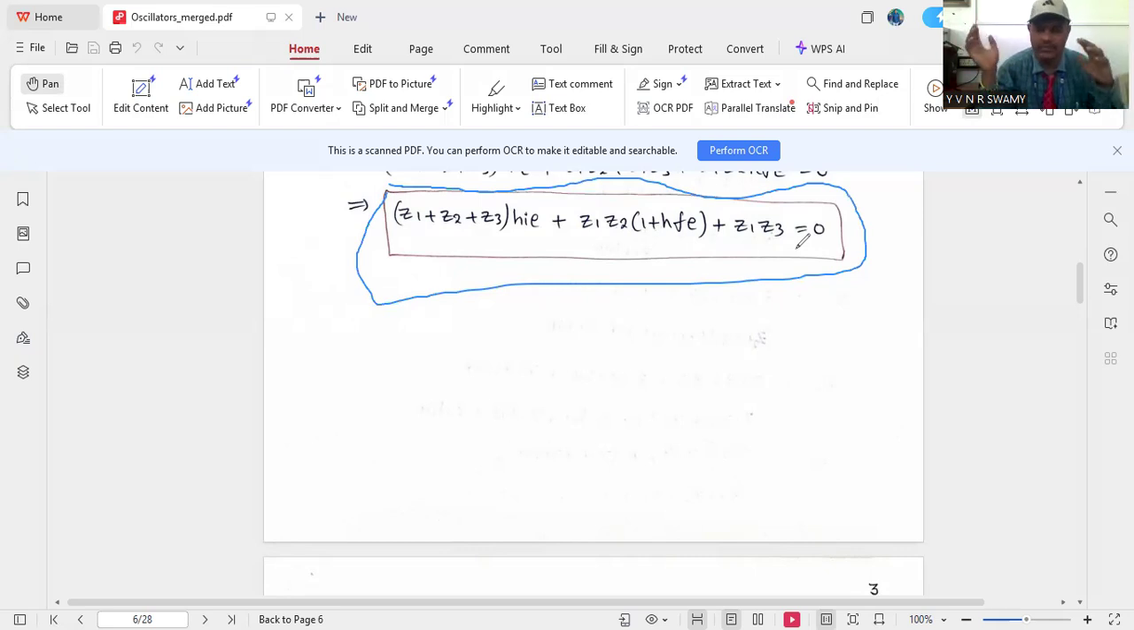Now we substitute L, C1, C2 in this equation, and then we get the frequency of the Colpitts oscillator: f = 1 / (2 pi root(L C equivalent)), where C equivalent = C1 C2 / (C1 + C2). Now we'll see how to derive the frequency of the Colpitts oscillator.